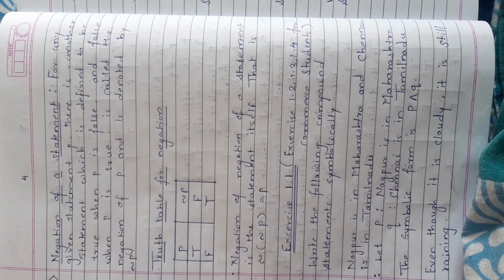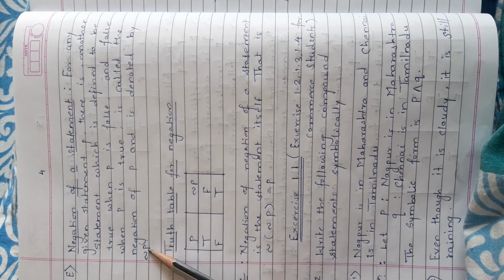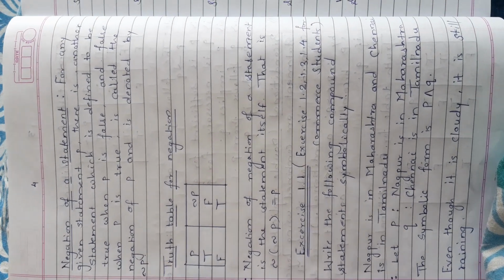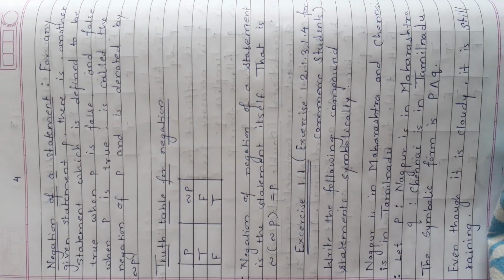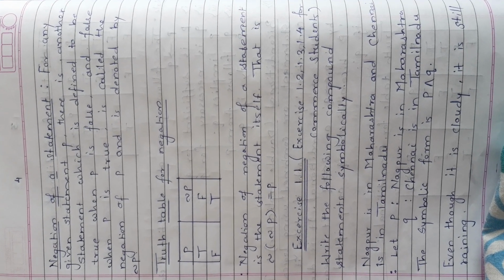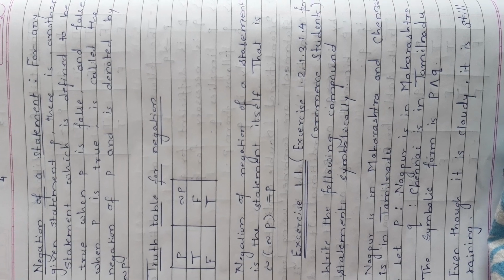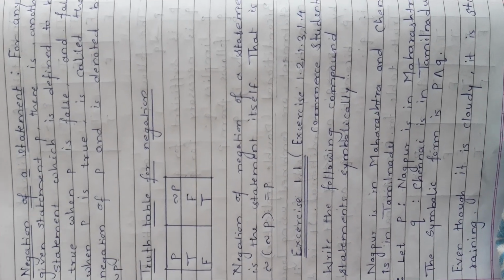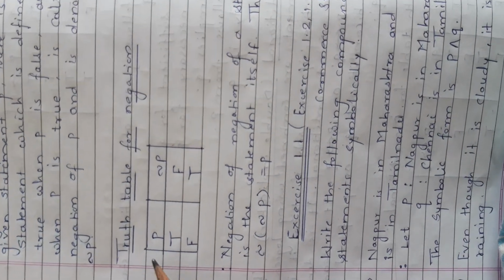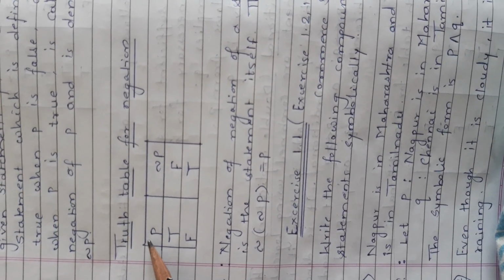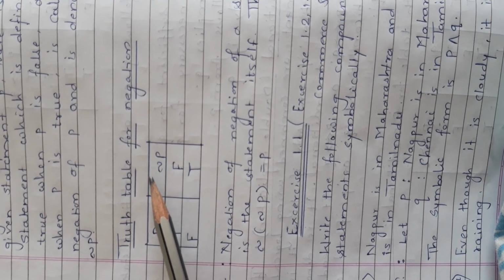It is called negation of P and is denoted by this symbol, negation P. So what does negation mean? In negation we have to use the exact opposite truth values. Let us see the truth table of negation. See, P is a statement and negation is the logical connective.